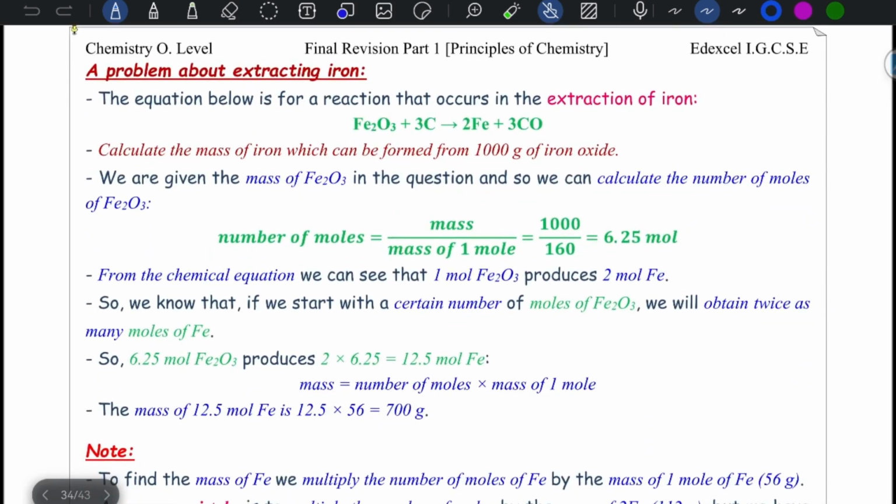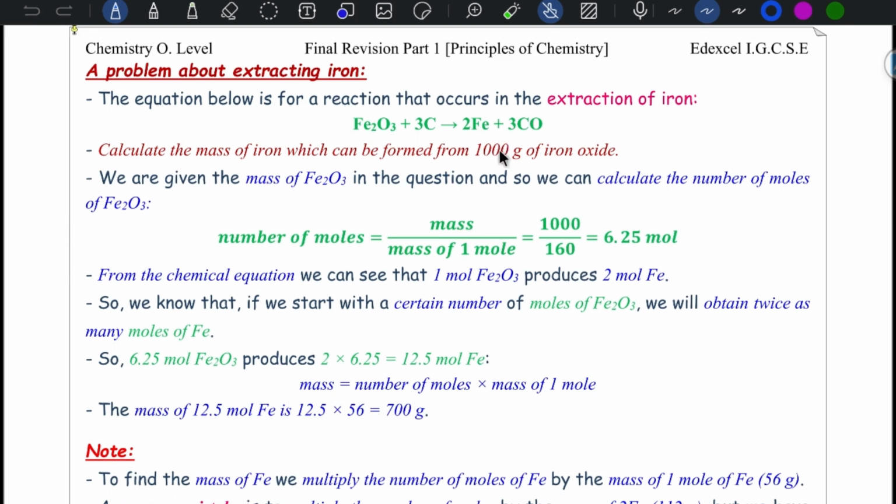Let's check another problem about extracting iron. The equation below is for the reaction that occurred during extraction of iron. Fe2O3 plus 3 carbon gives 2Fe, 2 iron, plus 3 carbon monoxide. Calculate the mass of iron which can be formed from 1000 grams of iron oxide. Given iron oxide, you have to calculate the MR of iron oxide. You are given the mass of iron(III) oxide, so you can calculate the number of moles.